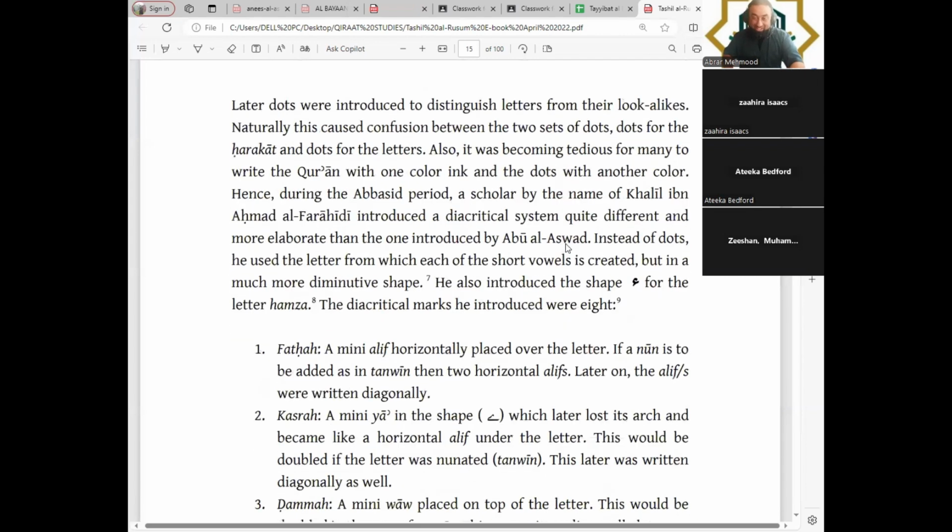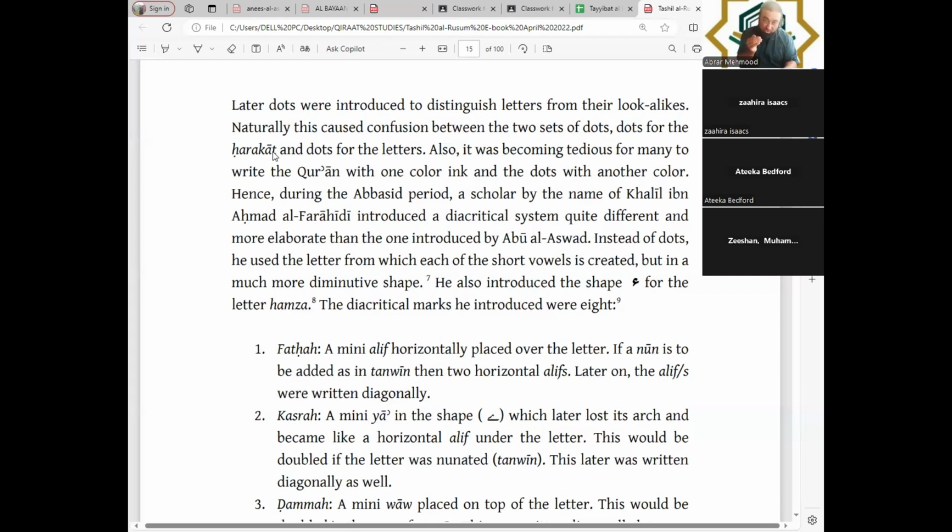Subhanallah. So again, you can see Abu al-Aswad ad-Du'li was using different inks, different letters. One point here, or you can put it one or two, there were dots which were there to distinguish the letters. As it says here, dots were later introduced to distinguish letters, and then there were dots to distinguish the harakat, the vowels. So the fatha, kasra, and dhamma. So do keep that in mind.